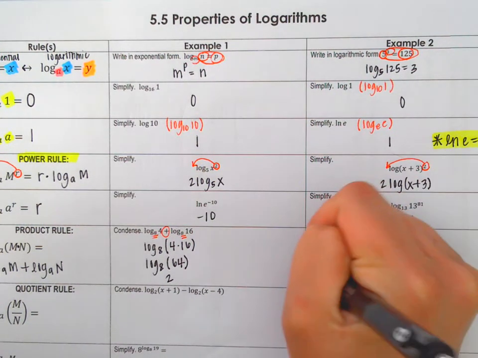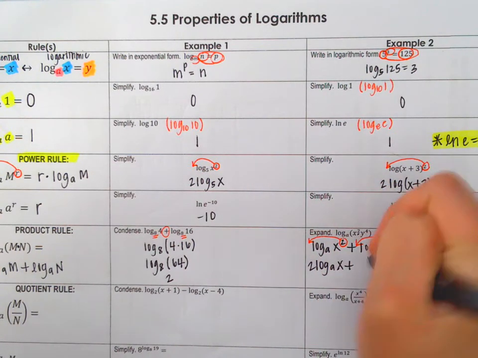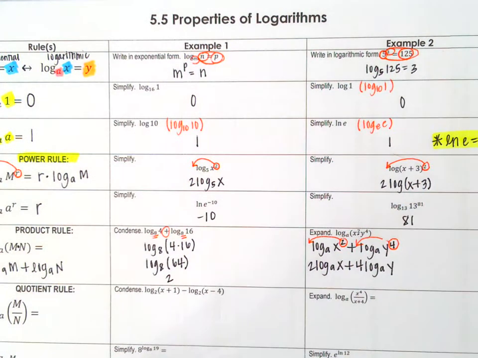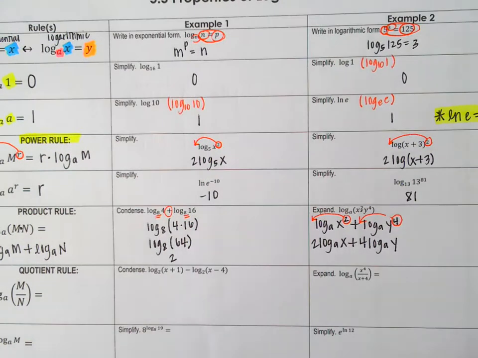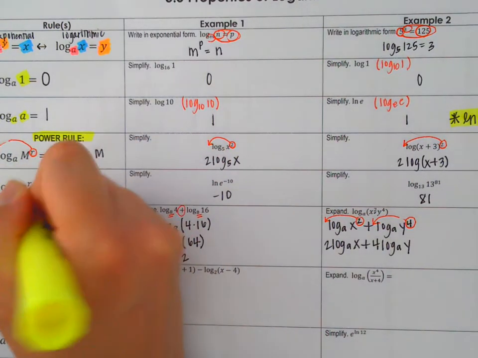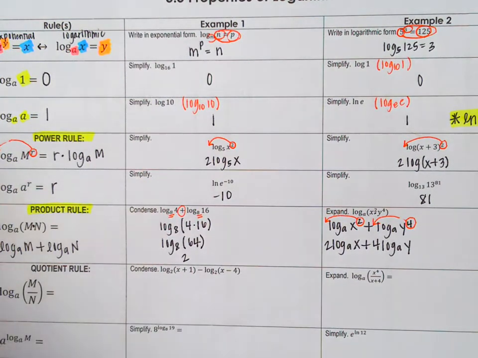So this would be 2 log base a of x plus 4 log base a of y. And now that's fully expanded. There's nothing more we could do, and that would be my final answer. Okay, so the product rule is another super important one that you have to have memorized definitely for pre-calc.